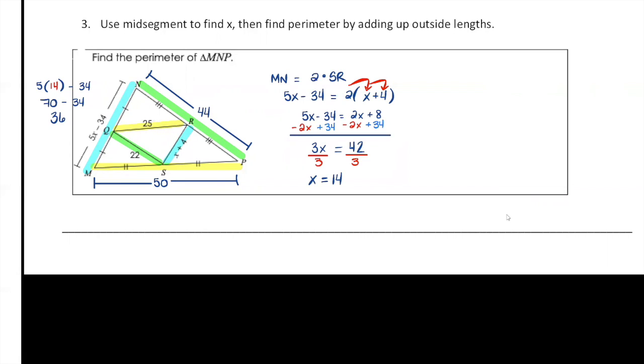All right, so triangle MNP. We want the perimeter. How do you find the perimeter of an object? You add all the sides together. Add up the outside. So 36 plus 44 plus 50. 36 and 44 is 80, right? 80 plus 50 is 130. So there is our actual final answer. 130.